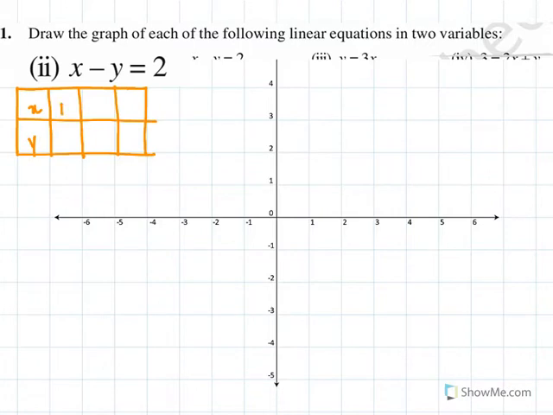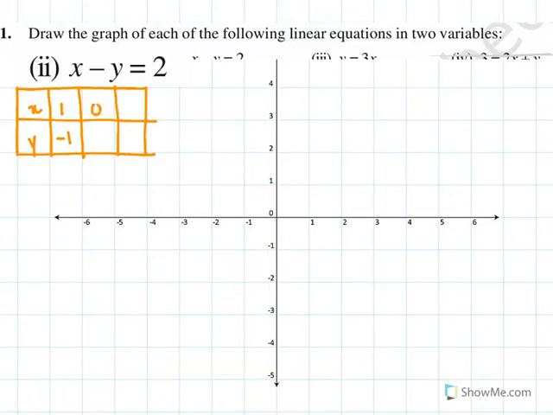Suppose we have x equal to 1. What will your y be? You can substitute and find out. X minus y equal to 2. If x is 1, 1 minus y equal to 2. So minus y equal to 2 minus 1, minus y equal to 1. So y equal to minus 1. So if x equal to 1, your y is minus 1.